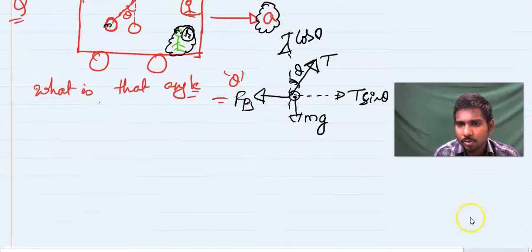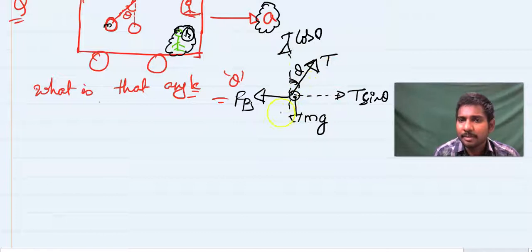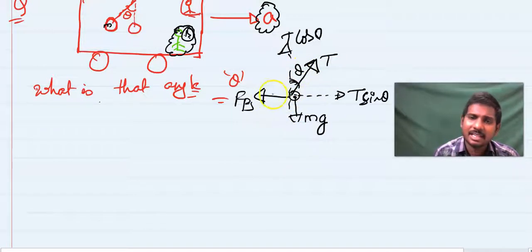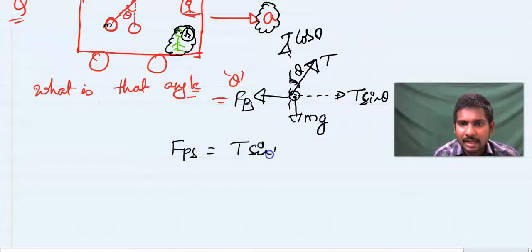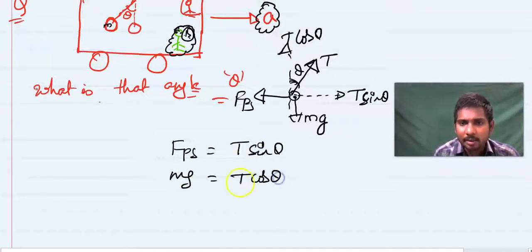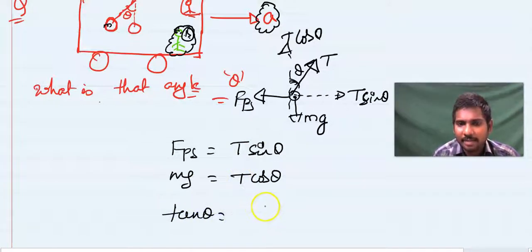So now you see, for the bob to be at rest, net force should become zero. That means vertical forces should get balanced and horizontal forces should also get balanced. F_ps should be equal to T sin theta, and mg is equal to T cos theta. So if I divide both of them, tan theta is equal to F_ps by mg.